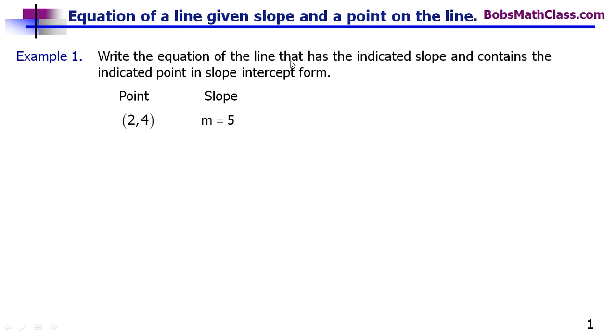Write the equation of the line that has an indicated slope. Here's our slope, m equals 5, and contains the indicated point, 2, 4, and we're going to write it in slope-intercept form. First thing you're going to do is write down slope-intercept form. That's y equals mx plus b.